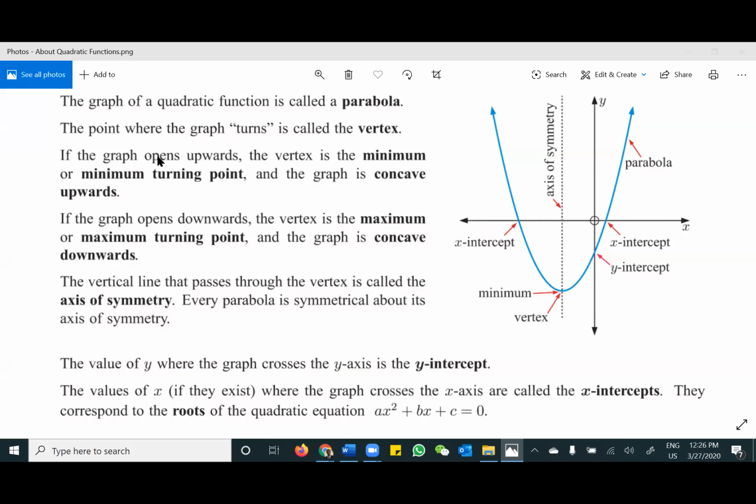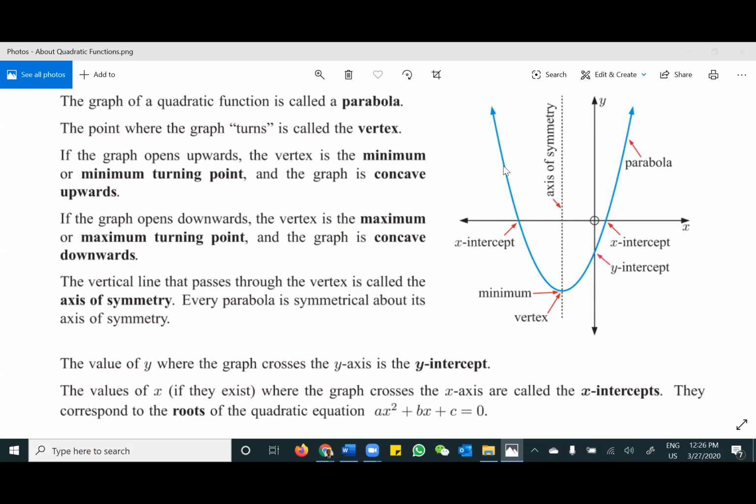If the graph opens upward, you see, at the top, it opens here at the top. That's what I mean by that. And the vertex is a minimum turning point, and this is concave, so we say it is concave upward. Now, the other one will be concave downward if you have it the other way.